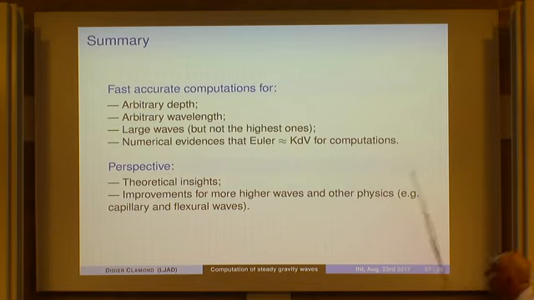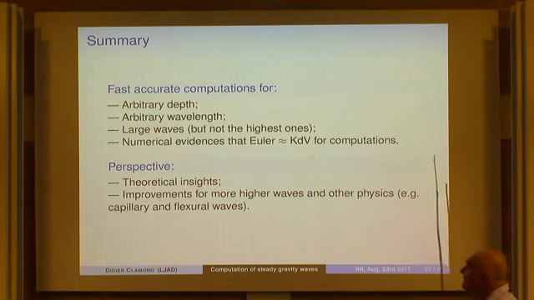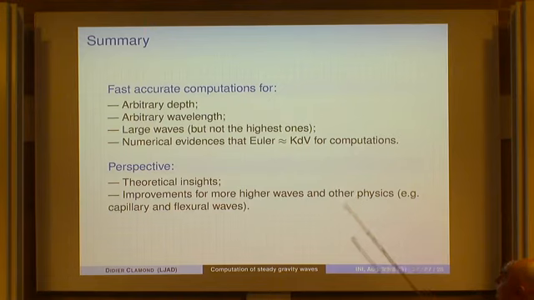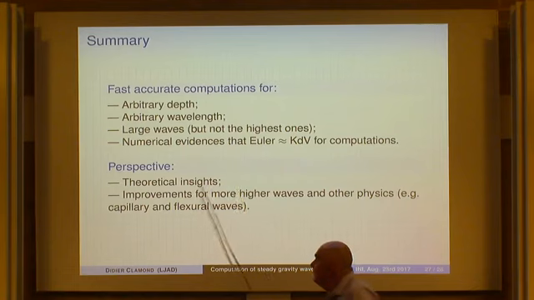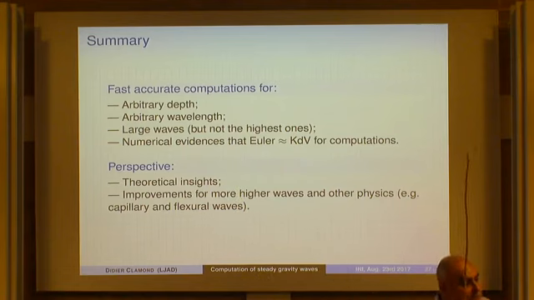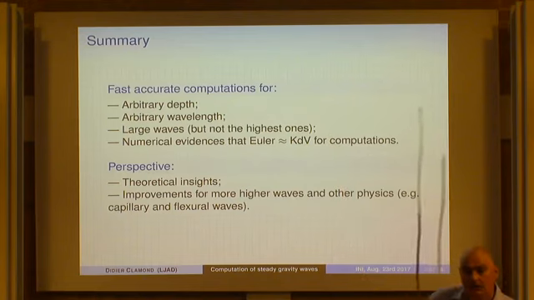So, to make a summary, we have a fast algorithm for computation on arbitrary depths, arbitrary wavelengths, large waves, but not the highest one. It was not designed for that. And we gave numerical evidence that Euler is equivalent to KdV for computation. And what will be interesting is to have serious mathematical insight, how it can be optimized and improved. So we need mathematicians to do serious work on this algorithm because it's fantastic.